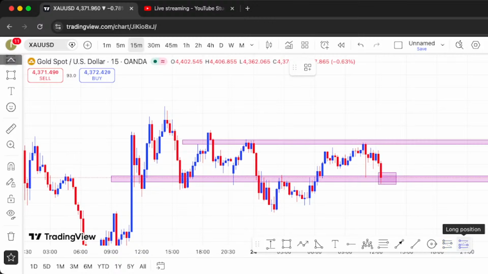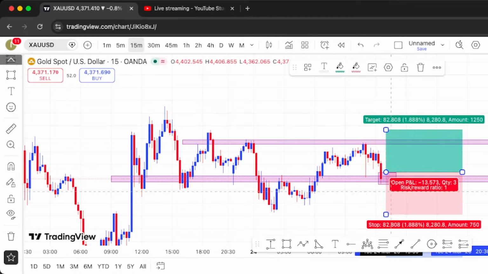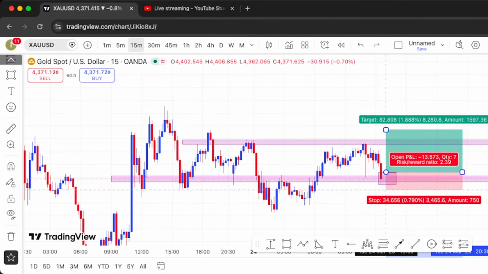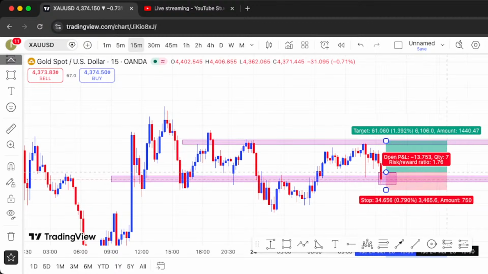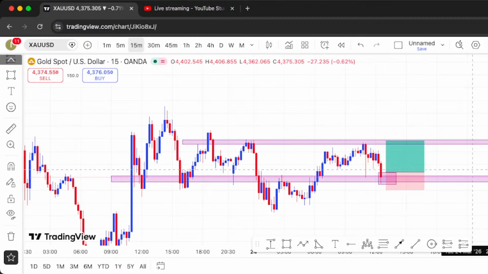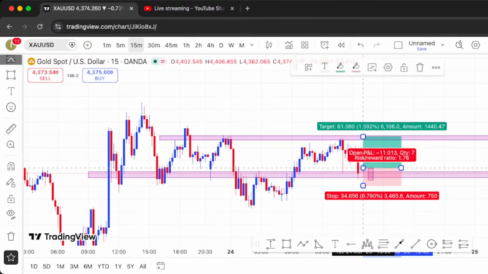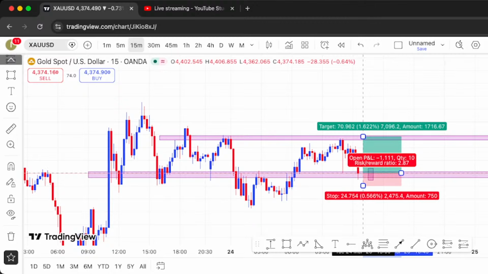So a long position on it at this level. Stop loss now will be below the structure, targeting the next high, which will be this level. Once the market confirms those buy opportunities, I think you'll be okay taking a buy on gold. And yeah, I think that's it on gold.